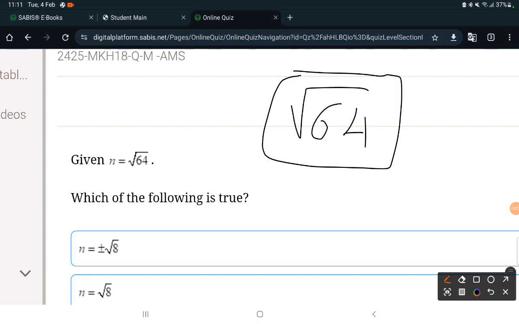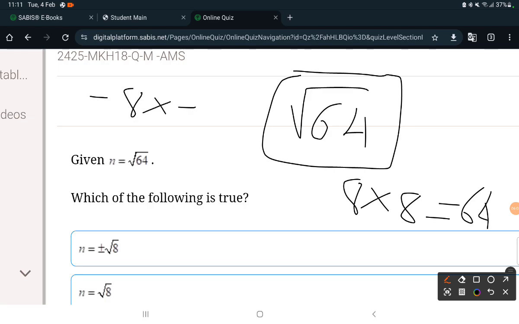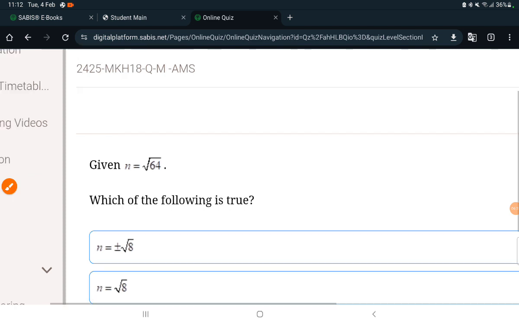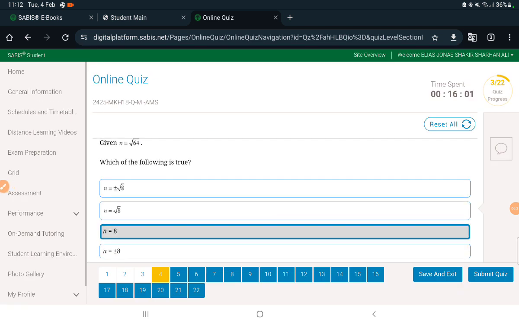So radical 64, as we said, we learned this in grade 6 I think. This will be just 8 multiplied by 8, which is 64. But as I said, even though negative 8 multiplied by negative 8 is also 64, that's not an answer because of the radical sign. You can only put negative 8 when they're asking for what are the square roots. That's when you put negative 8 and positive 8. But when they're just saying radical 64, you only put the positive root, which is just 8. So n is equal to 8.